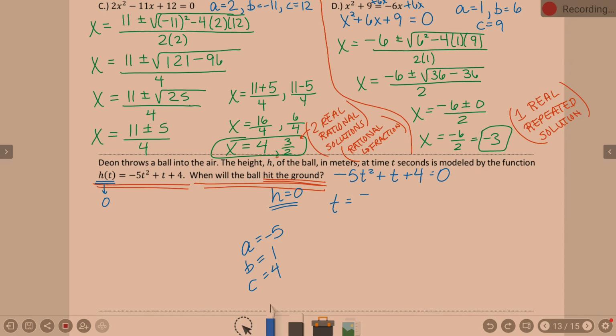Negative b: negative 1 plus or minus the square root of b squared minus 4 times a times c, all over 2a. So it ends up being negative 1 plus or minus the square root of 1 squared minus 4 times negative 5 times 4, all over 2 times negative 5.